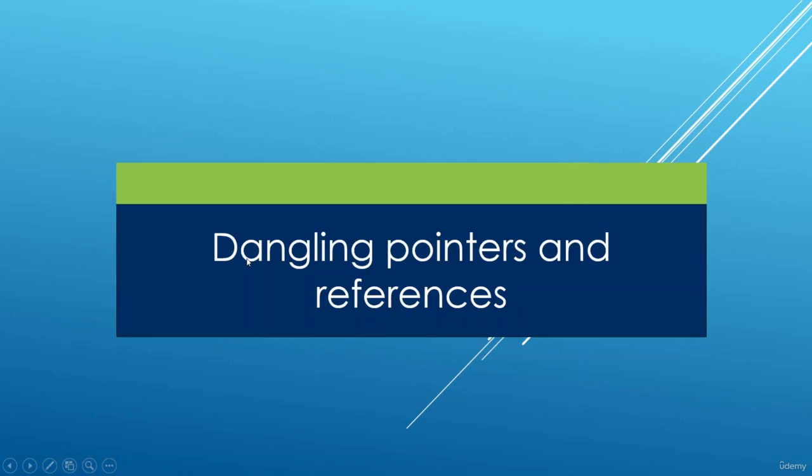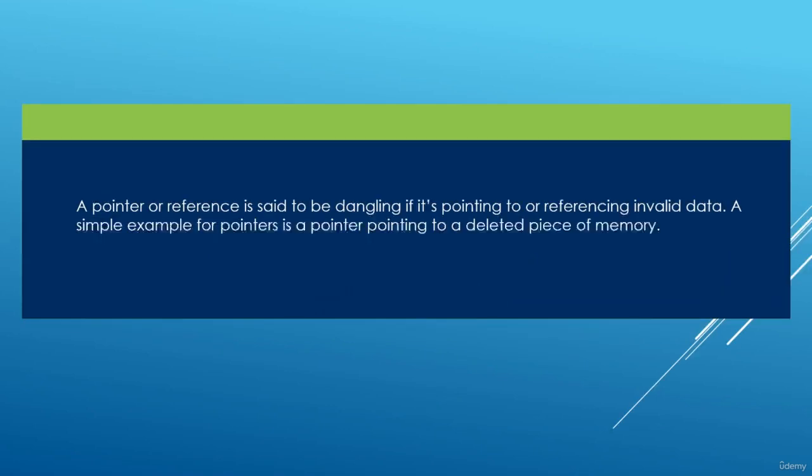In this lecture, we're going to learn about dangling pointers and references in the context of class objects. A pointer or reference is said to be dangling if it is pointing to or referencing something that is not valid anymore. And if you try to use a dangling pointer or reference, you will basically be manipulating memory that doesn't belong to you anymore, and your program might crash or have some other really bad problem.